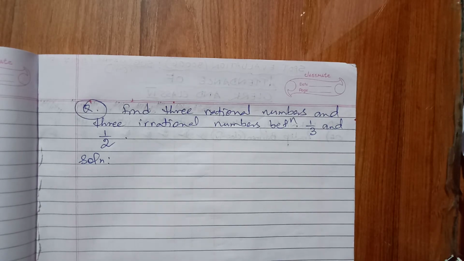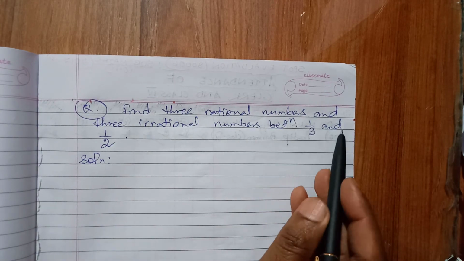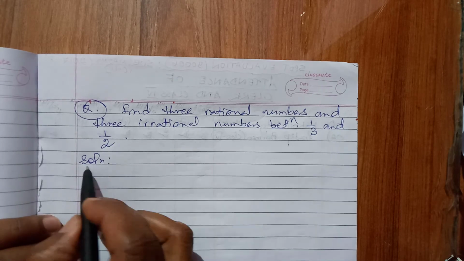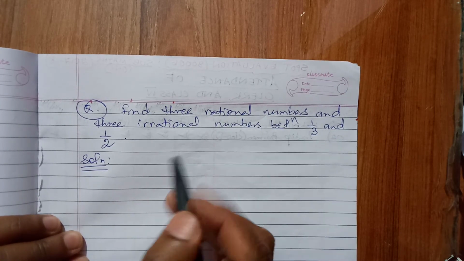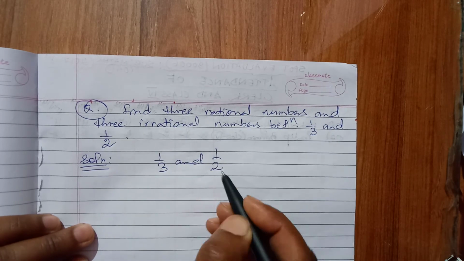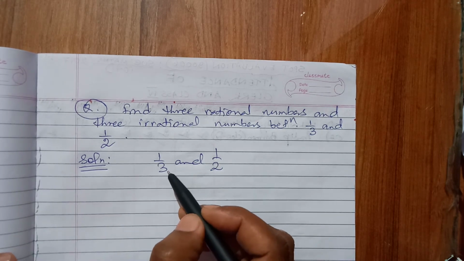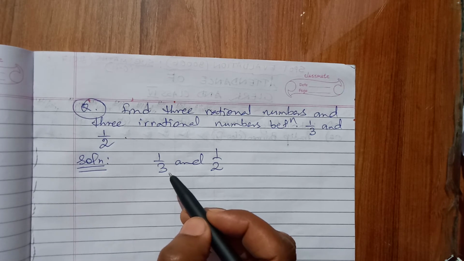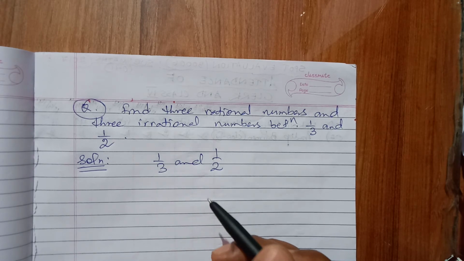Okay, the question is: find three rational numbers and three irrational numbers between 1/3 and 1/2. Rationals, how to find between two rationals? You got the procedure in earlier classes, earlier videos. Now today I will show the answers in the decimal form.